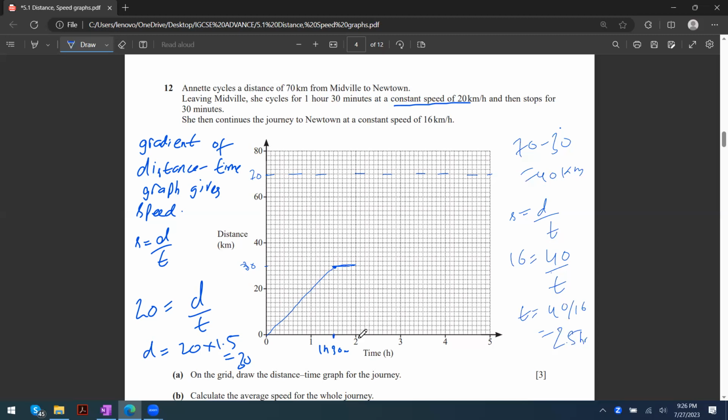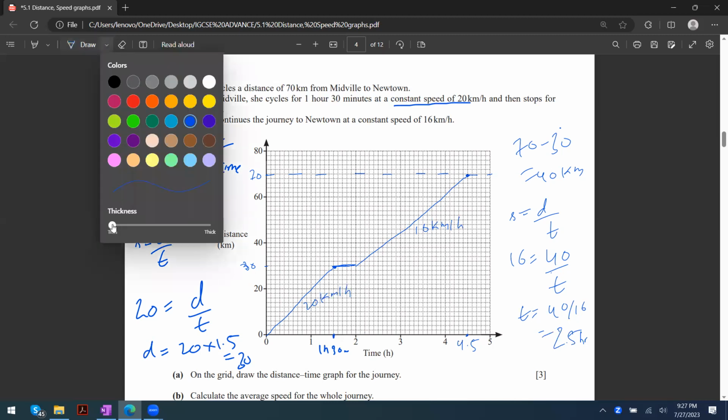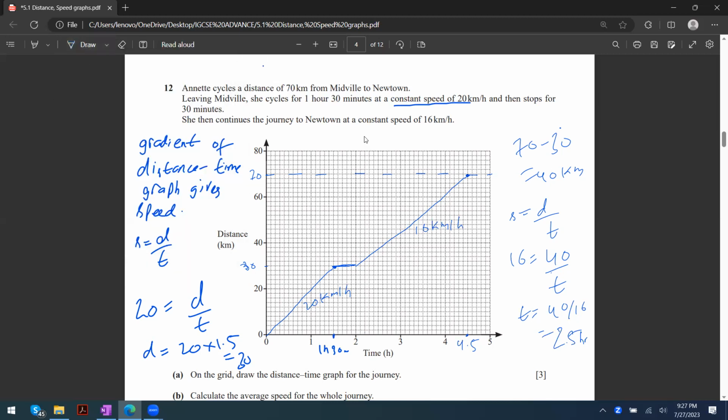So from these 2 hours, you can add 2.5 hours. 2.5 plus 2 is 4.5. And at 4.5, she is going to reach the 70 kilometer mark. Let's join that. Here the gradient is 16 kilometer per hour, and the earlier one was 20 kilometer per hour. It's a 3-mark question. That's why a bit long working.